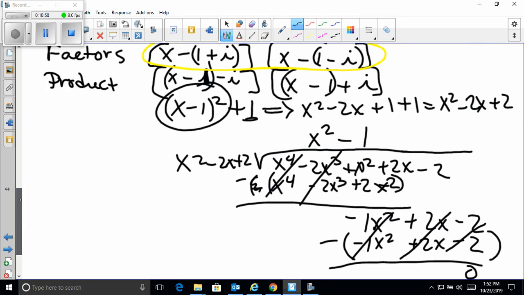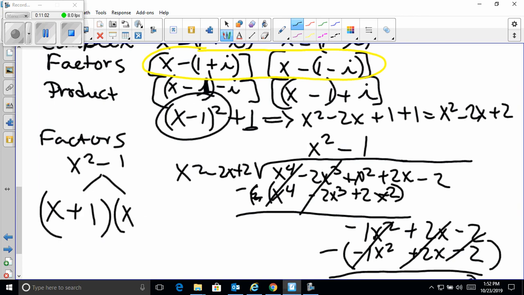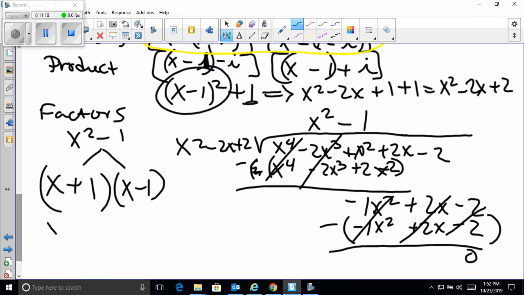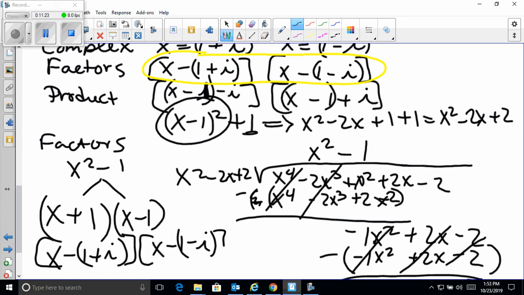So my other polynomial is x squared minus 1, which I can factor into x plus 1 and x minus 1. And then I have the other two from above, so I have 4 factors altogether. I have those two, and then I also have x minus 1 plus i, and x minus 1 minus i. There we go, there's my 4 factors.